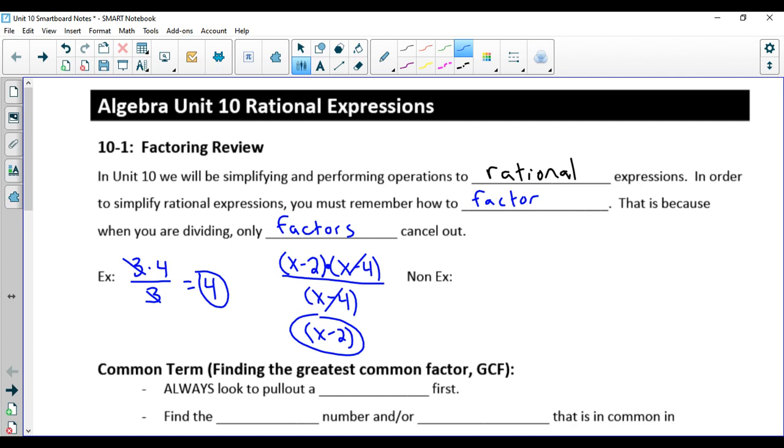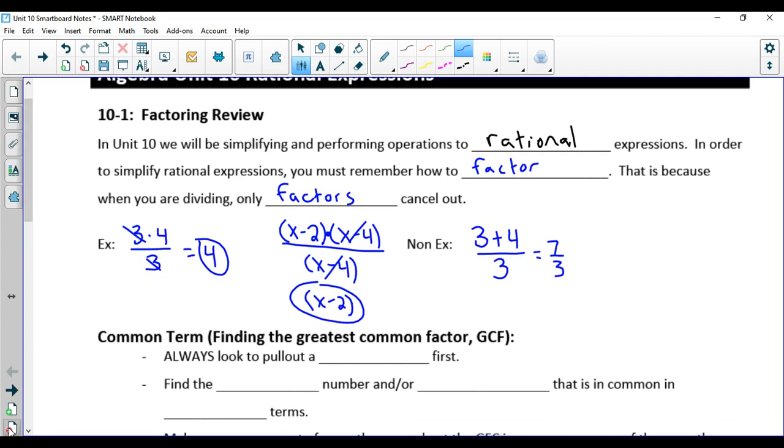What you cannot do is cancel terms. So if I had 3 plus 4 divided by 3, the 3 and the 4 are separated by addition, so I can't cancel the 3's out there, because this is going to be equal to 7/3. If you cancel the 3's out, you get 4, which is not the correct answer. In regards to what we're going to be doing, if we had x squared plus 2x minus 7, and I had x squared on the bottom, again, that's separated by addition, so it's not a factor, and I can't cancel the x squareds out. I have to just leave it as is. There's nothing else I can do there.